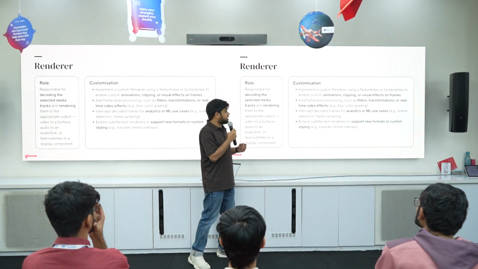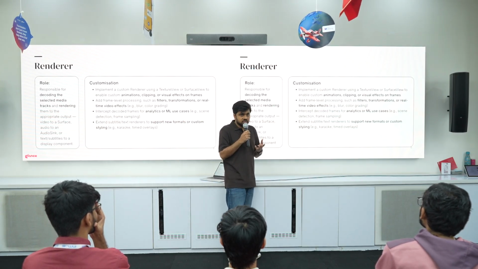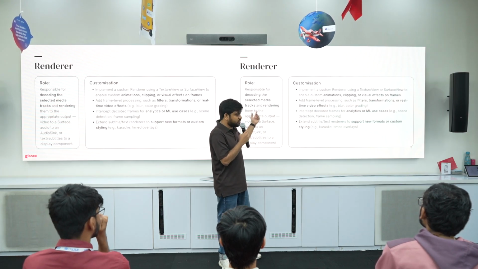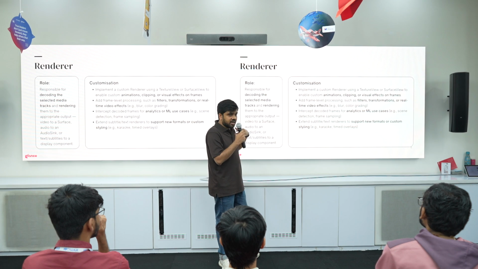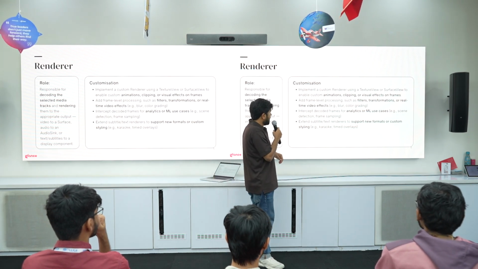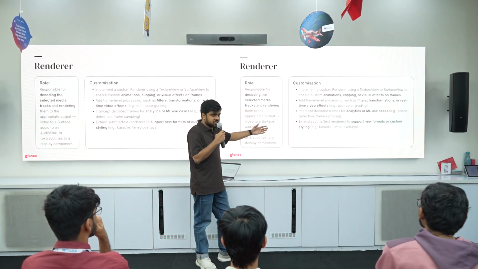We can intercept the frames. We can apply ML models for some identification on those. So let's say I want to identify if a person is very close or not. I can use the renderer to give me a frame, and then I can give it to an ML model which does that classification. And also we can do a lot of subtitling related customization.